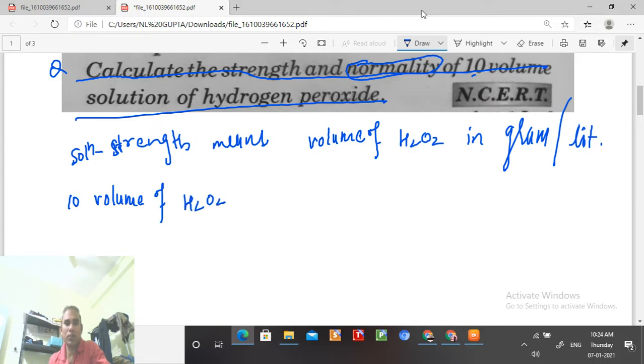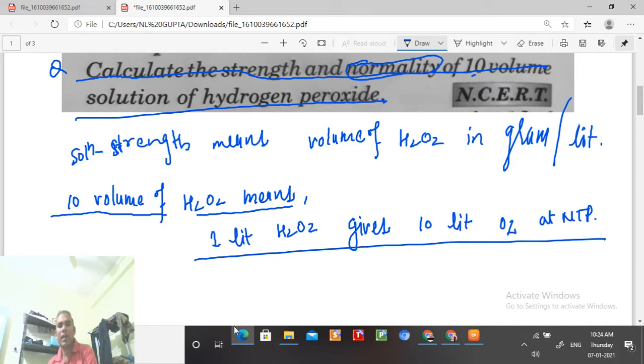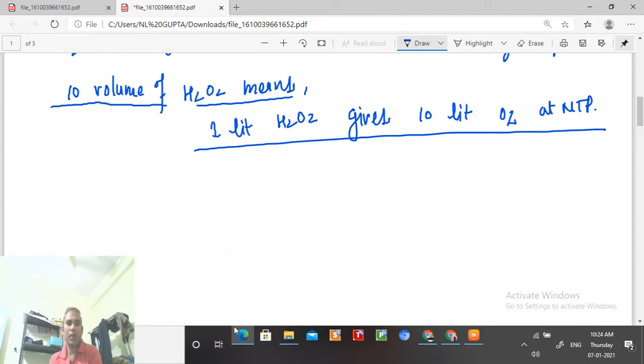10 volume of H2O2 means, I am explaining, that 1 liter of H2O2 gives 10 liter of O2 at NTP, at normal temperature and pressure. This is the meaning of 10 volume of H2O2. That is, 1 liter of H2O2 gives 10 liter of oxygen gas at NTP. Now let us write the equation.